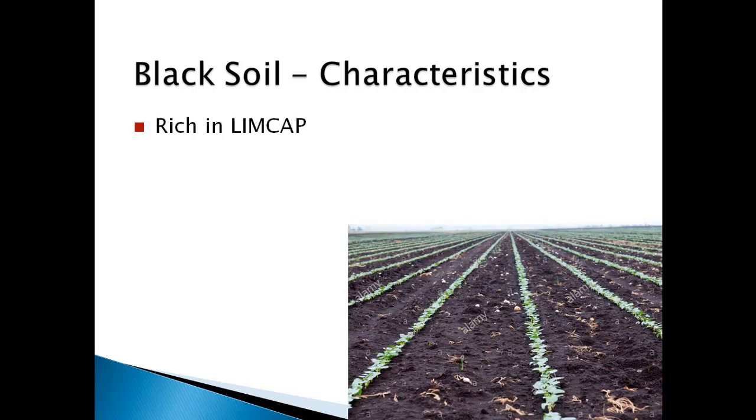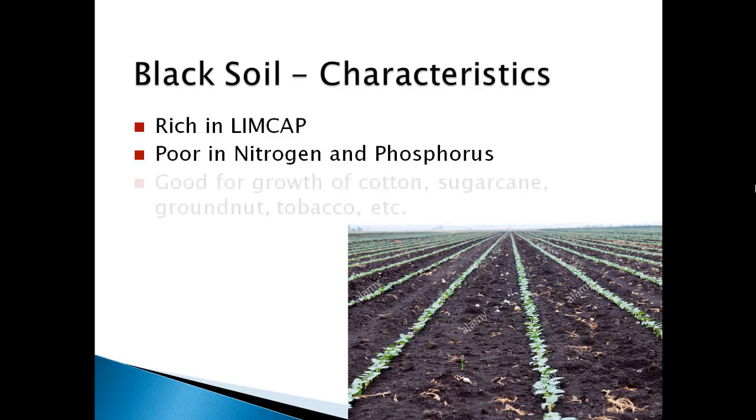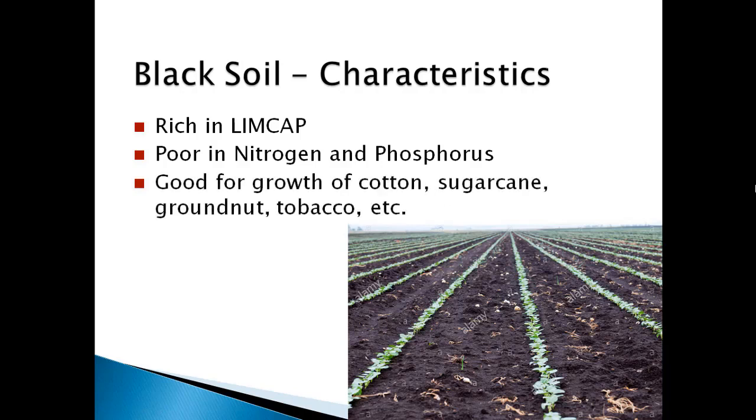Black soil, some more characteristic features. It is rich in lime, iron, magnesium, calcium, alumina and potash. This soil is poor in nitrogen and phosphorus. Farmers incorporate chemical and natural fertilizer to increase the fertility. It is good for the growth of cotton, sugarcane, groundnut and tobacco. It is also called black cotton soil.